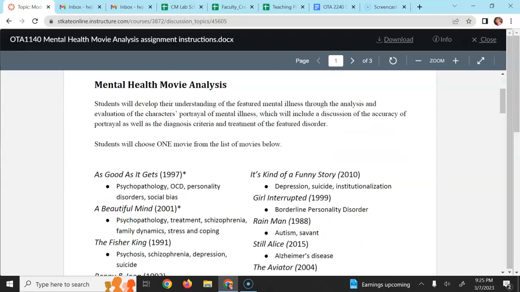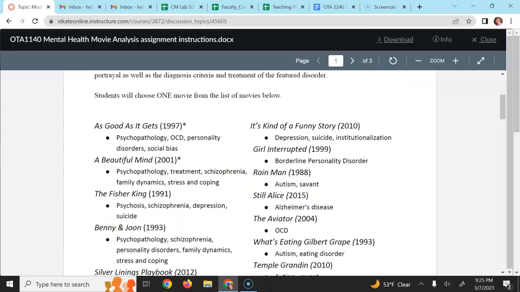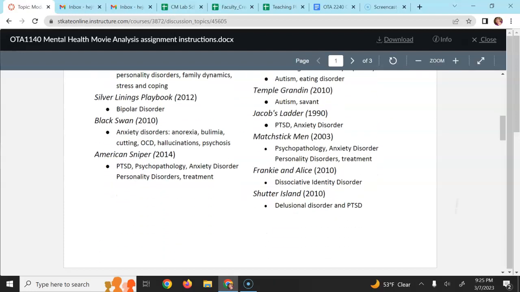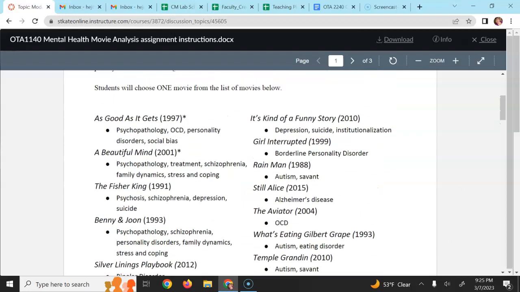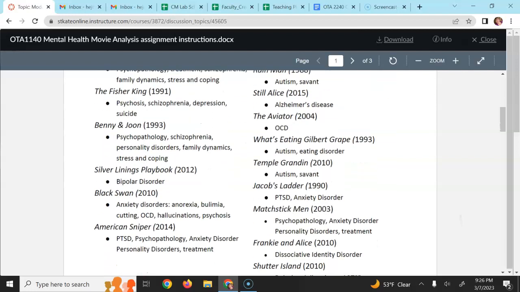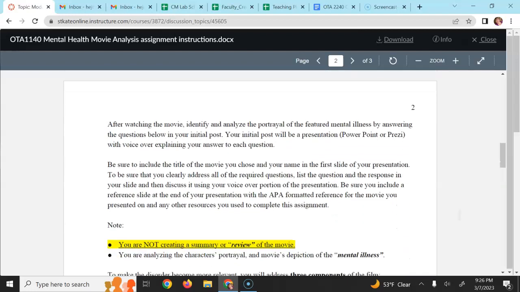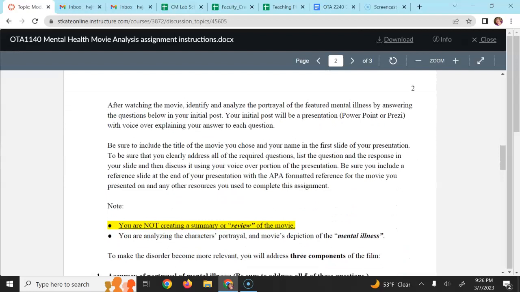And what you're going to do is look at this list of movies and choose one of them to watch. You can choose any of these from the list below, and it gives you a little information about when the movie was made, and what diagnoses you may see in the movie. So you just want to choose one of those. You want to watch the movie. And then after watching the movie, you're going to identify and analyze the portrayal of the featured mental illness by answering these questions that you'll find below in your initial post.